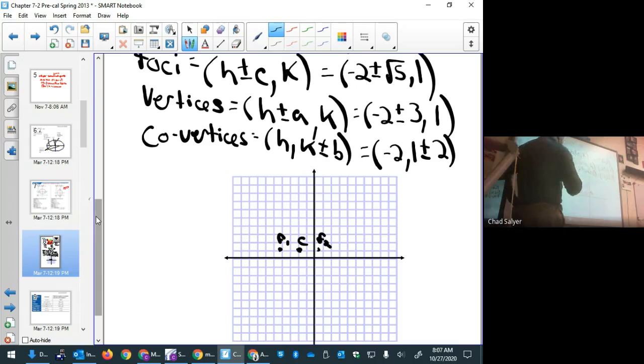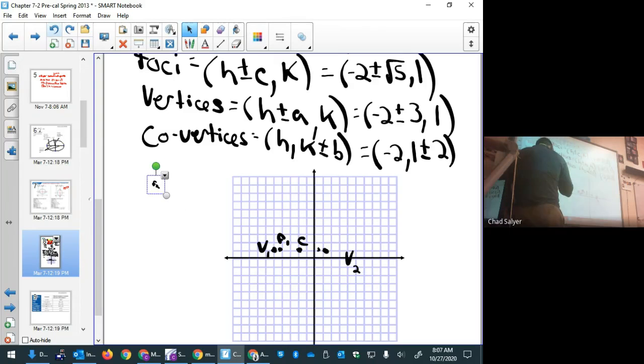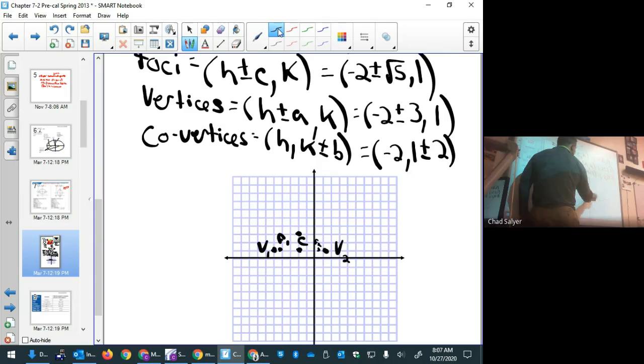And then the vertices, -2 plus or minus 3. So here we go, 3 units from the center, so that's V1, V2. And now the co-vertices. We go to -2 to the center, +1, and then we go up 2 and down 2. And then we'll connect those co-vertices and vertices with a smooth curve.